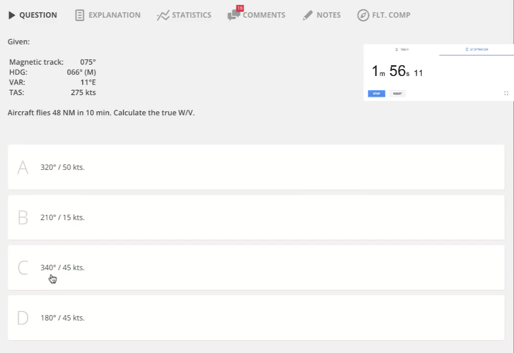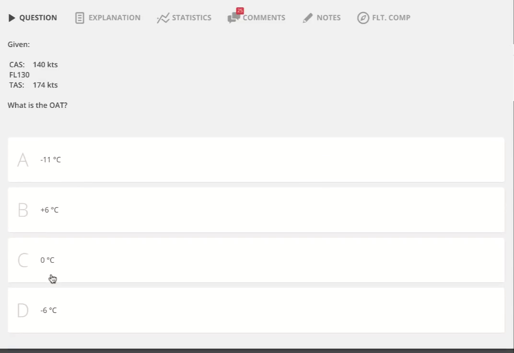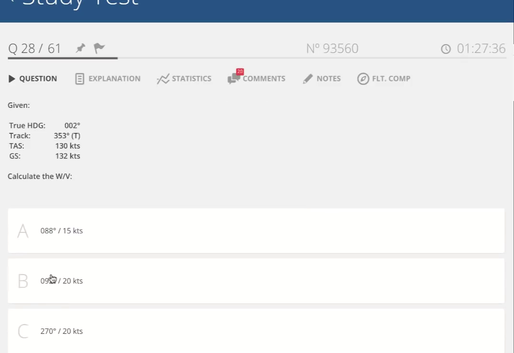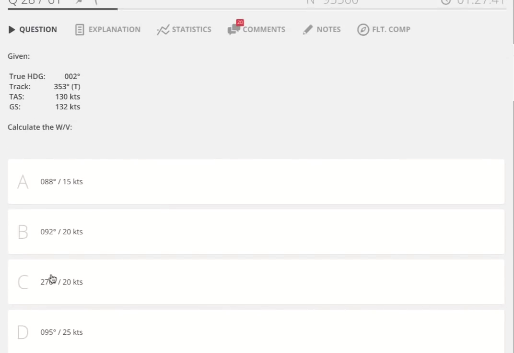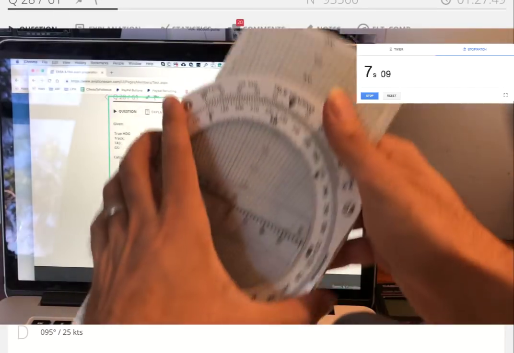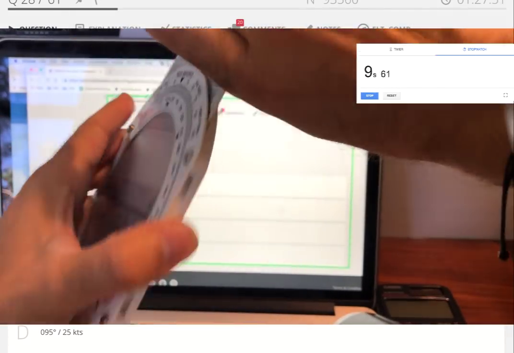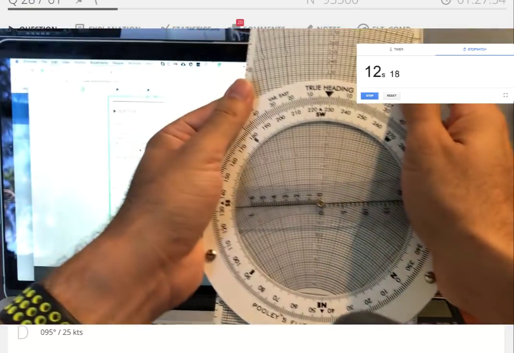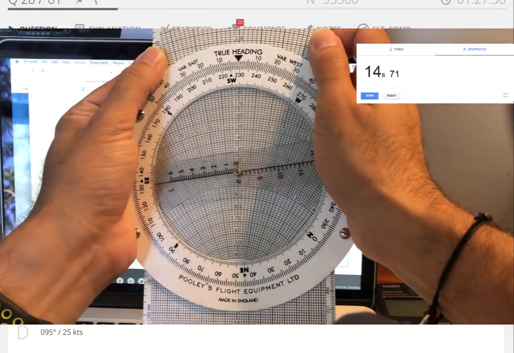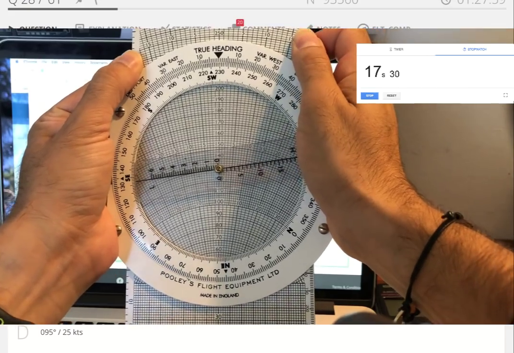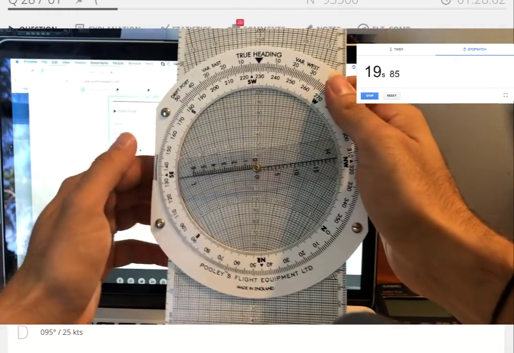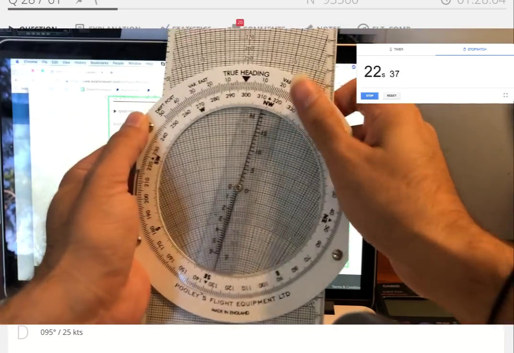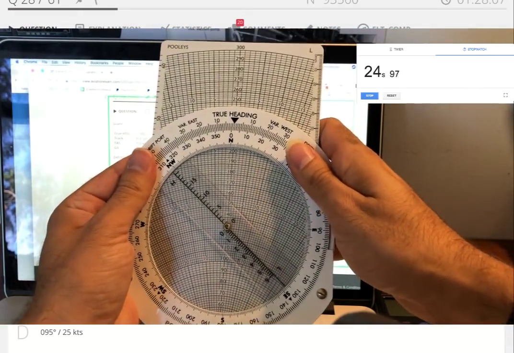Let's look for another question. Here we go. We have a heading of 2 degrees, track 353, TAS and ground speed. So it's the same kind of deal again. Switch to the low speed side. Let's put TAS of 130. There's your 130. We need a heading of 2 degrees, so put 2 degrees up at the top here.